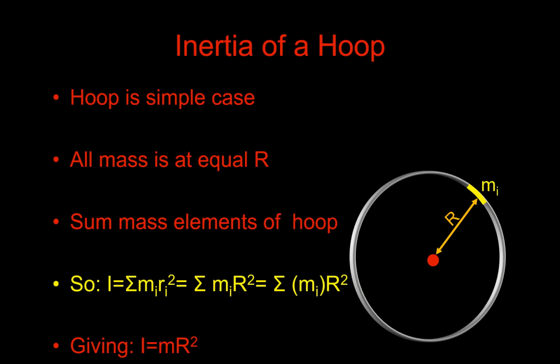So say something like the inertia of a hoop. This is different to the inertia of something like a solid disk. It behaves as if all mass is equal at r, which is true. We're looking at a hoop, so all mass is at radius r, and it's all concentrated right here. If you sum up all the little mass elements, and remember this is just a hoop, it does not behave like a flat disk, then I will be mr squared, which is one of the simpler definitions.